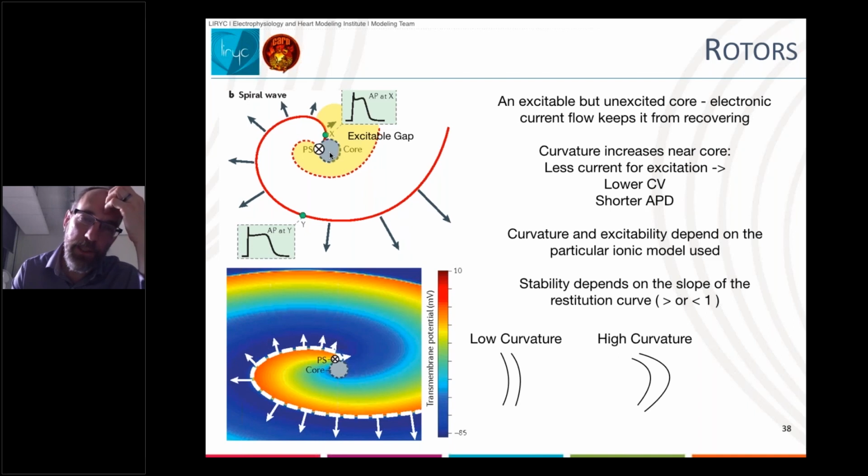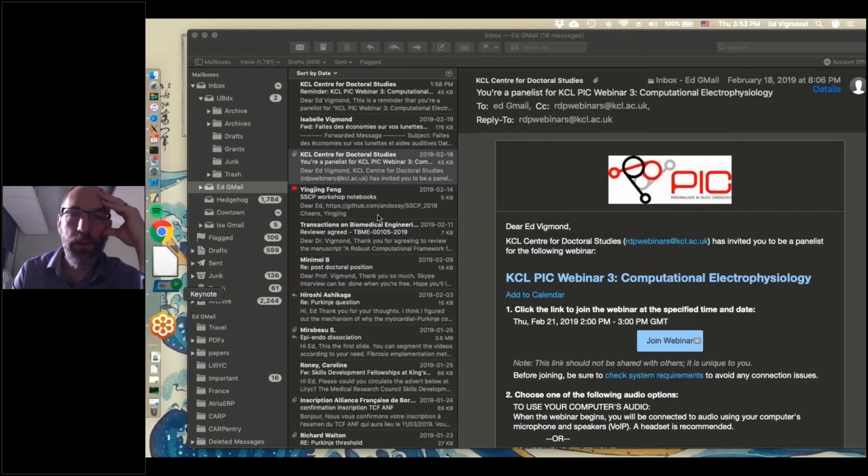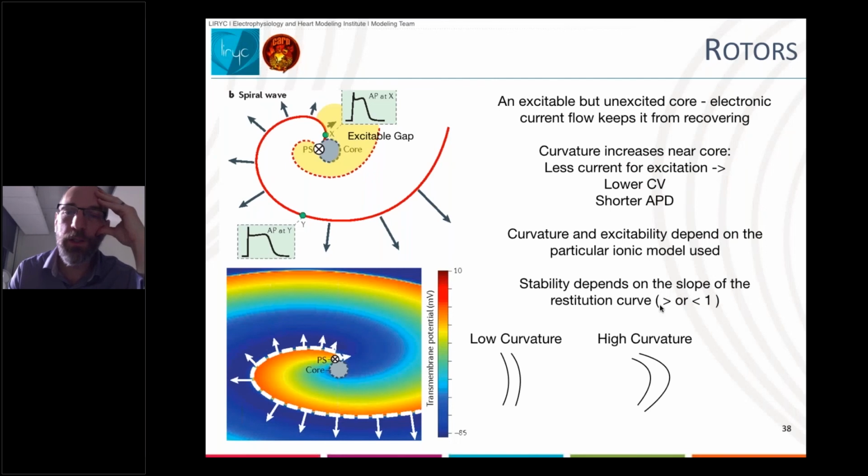So in the gray area, the resting level is about -50. So the tissue is not recovered. And because there's always current flowing across the core, the core never gets to recover its excitability, and it will never fire an action potential, unless of course the whole thing moves. So the stability of the rotor depends upon the restitution curve, which I showed you before, the APD restitution curve, whether it's lower or greater than 1.